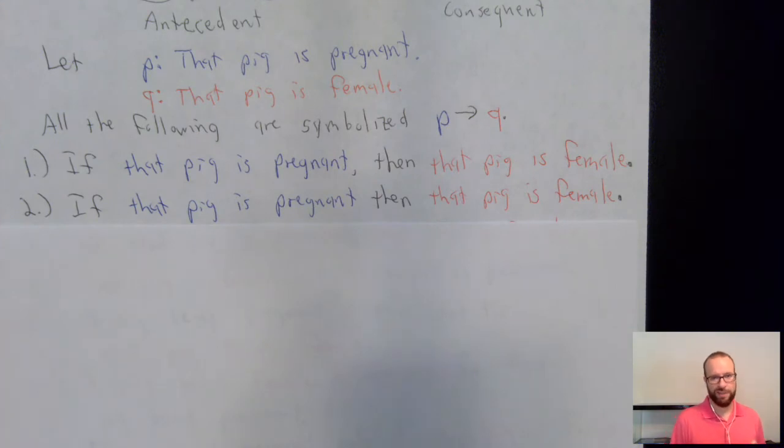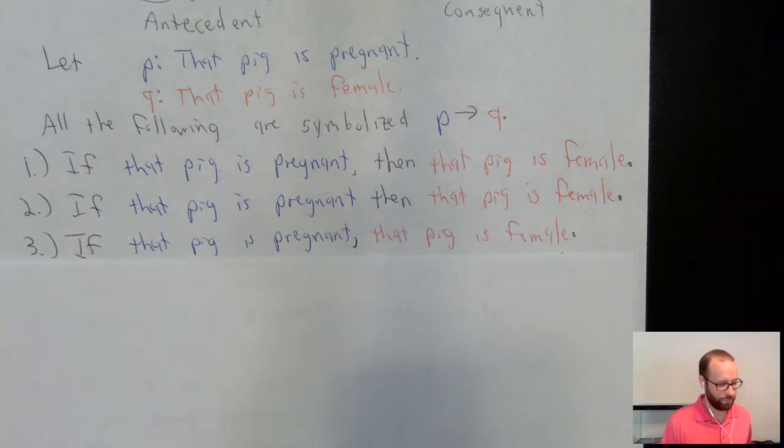So, if that pig is pregnant then that pig is female, we might not have the comma. Now, if this is all we wrote, we should have the comma there because that's what English tells us. But since sometimes we won't, I'll take either one and you should recognize either one. If that pig is pregnant, comma, that pig is female. Sometimes when we're speaking, and I'm definitely guilty of this, and I even teach logic, we don't say the word then. Okay, if that pig is pregnant, that pig is female. We mean if that pig is pregnant, then that pig is female.